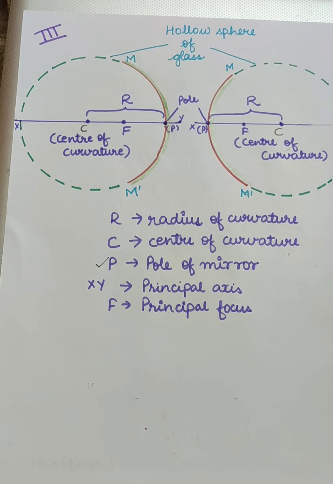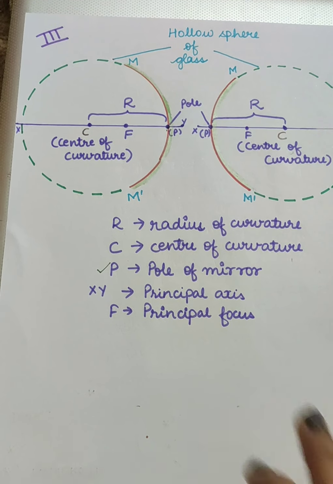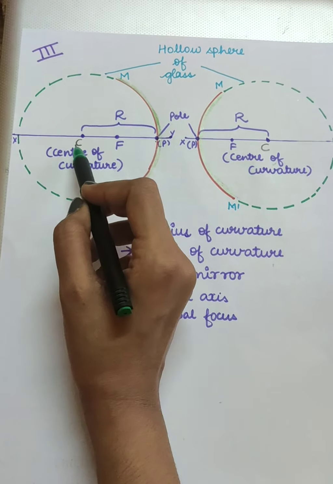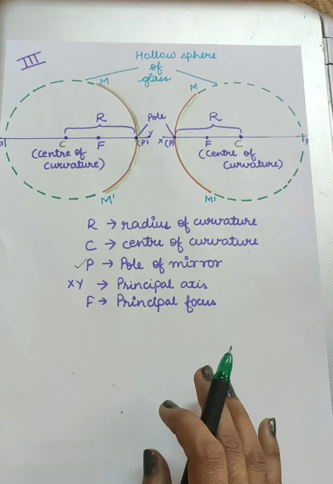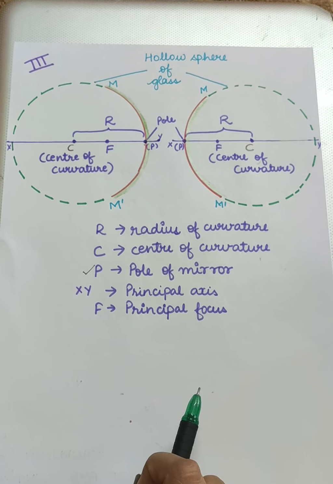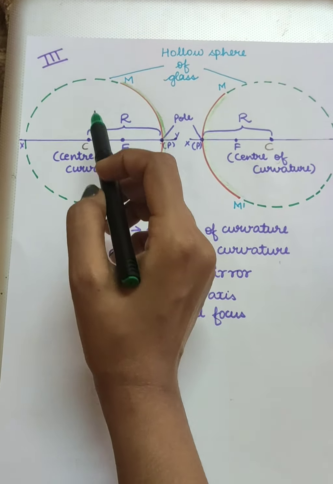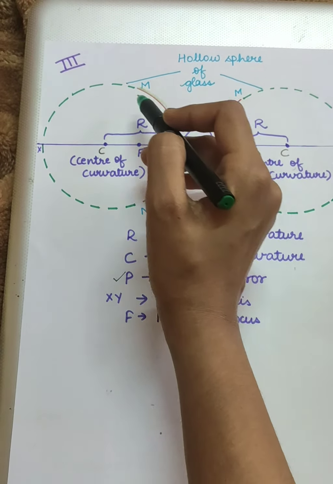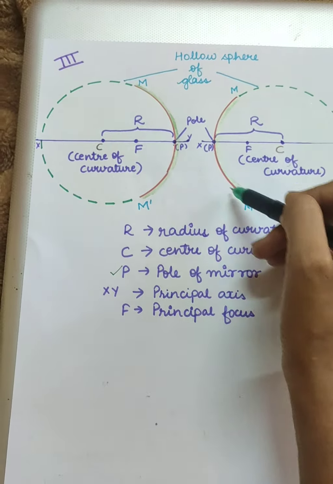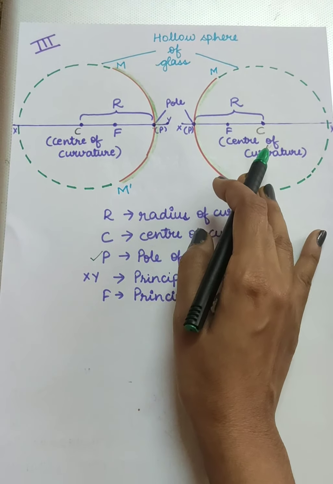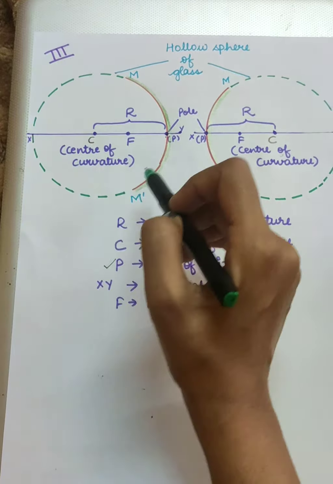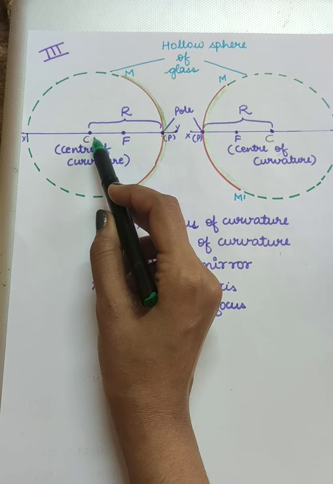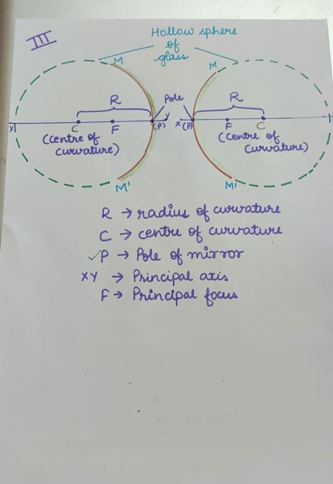Next we come to the center of curvature. Now what is this center of curvature? You can see I have marked in the diagram the centers, point C, point C. So this is your center of curvature. Now how do we define the center of curvature? Dear students, the reflecting surface of a spherical mirror, in either case, the red ink marked curve here and the red ink marked curve here, both reflecting surfaces form a part of a sphere. This sphere has a center, and this point is called the center of curvature of the spherical mirror.